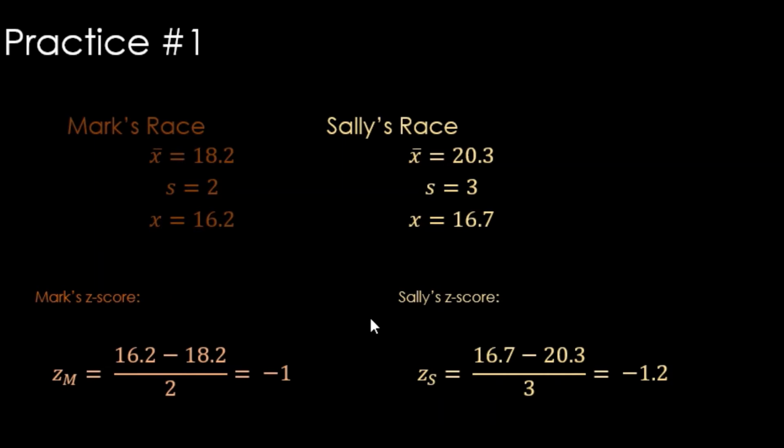What do these scores mean? This tells us that Sally's score was 1.2 standard deviations faster than the average time for her race, which is even better than Mark. So we can answer the question by saying that even though Sally had a slower time, she actually did relatively better than Mark during her race.